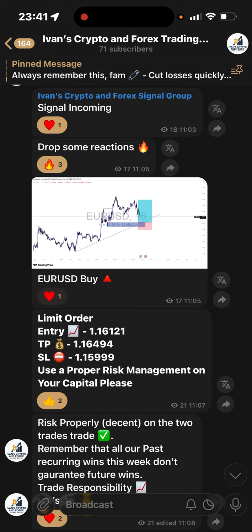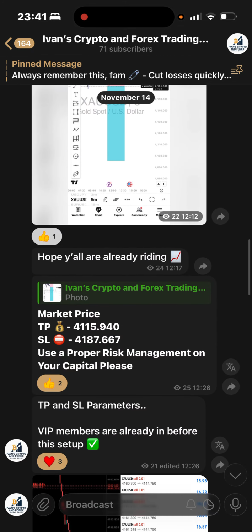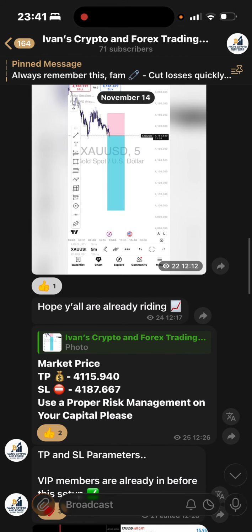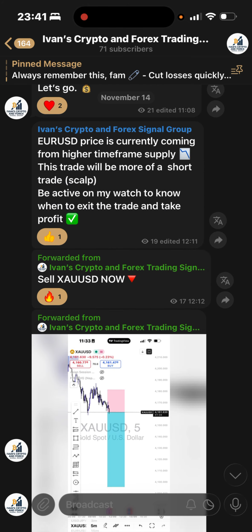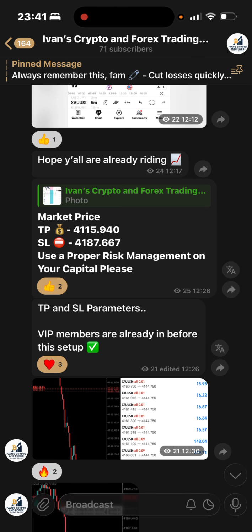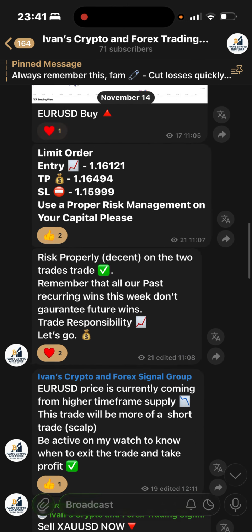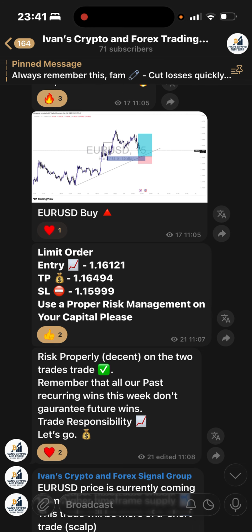So when I say limit order, it means that you're not going to buy immediately. You're going to place an order on your MT5. I'm going to show you how to place an order. When you see a signal, it can either be a limit order signal I'm giving, or market price, market execution. Now this is a market price. When I say okay, market price, sell XAUUSD now, bam, that's market price. But that's different. Now let's cover limit order.